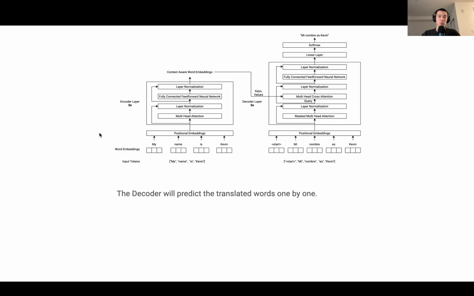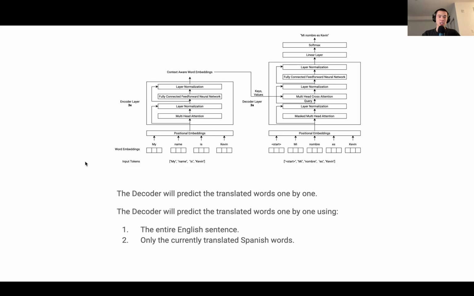And the decoder will predict the translated words one by one using both the entire English sentence from the encoder and only the currently translated Spanish words. Right, mi nombre es Kevin, as it is slowly translating. But in the next slide, let's better demonstrate what's happening right here.